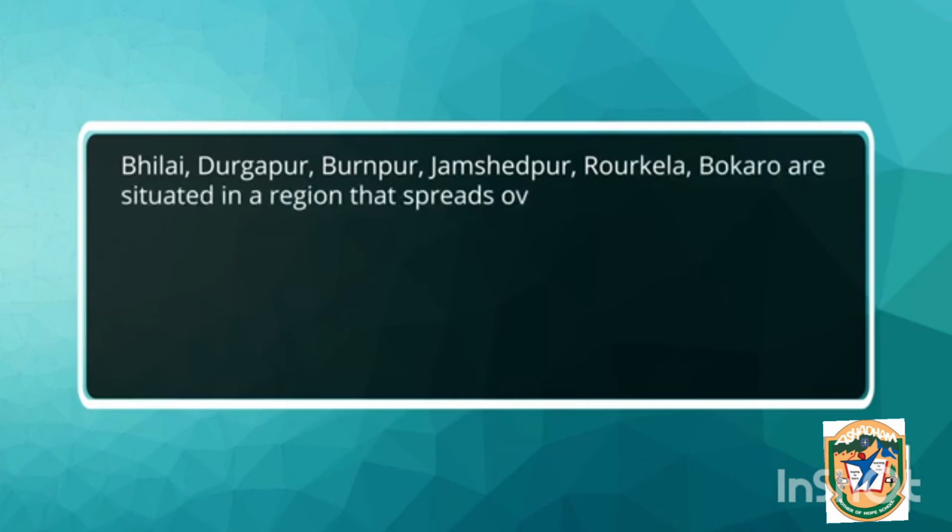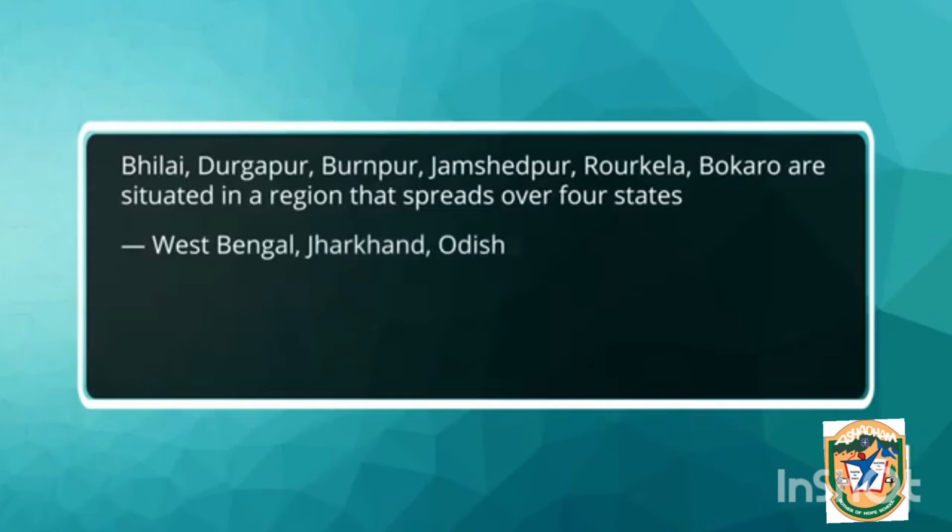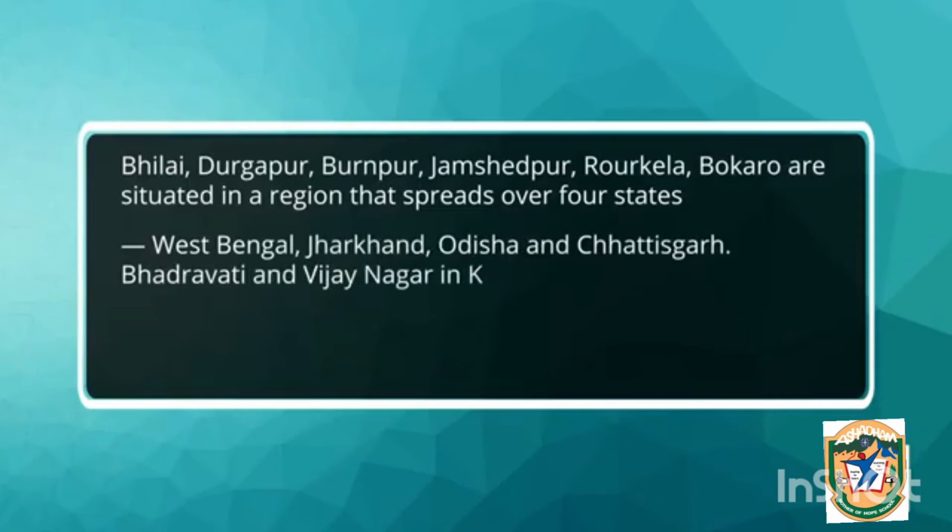A few of the important centers that produce steel in India are Rourkela, Durgapur, Bhilai, Bokaro, Jamshedpur and Burnpur. These centers are situated in a region which consists of 4 states of our country, which are Chhattisgarh, West Bengal, Orissa and Jharkhand. Some of the other important steel centers in our country that utilize the natural resources available locally are Vishakhapatnam in Andhra Pradesh, Vijayanagar and Bhadravati in Karnataka and Salem in Tamil Nadu.